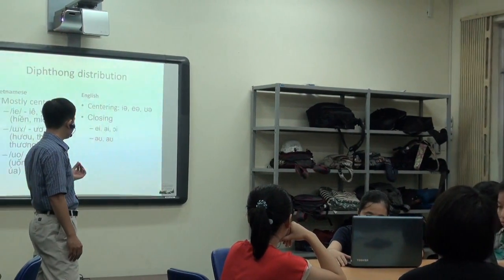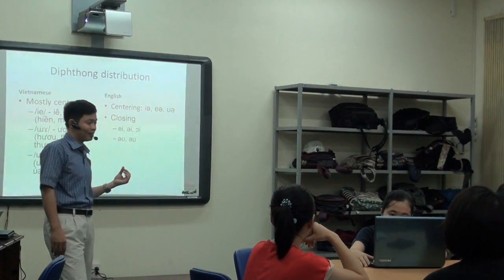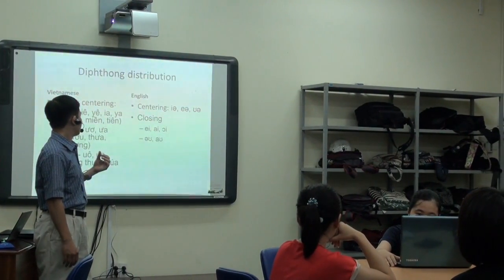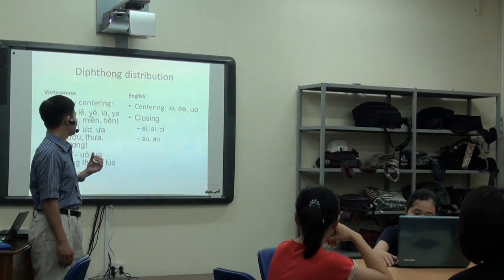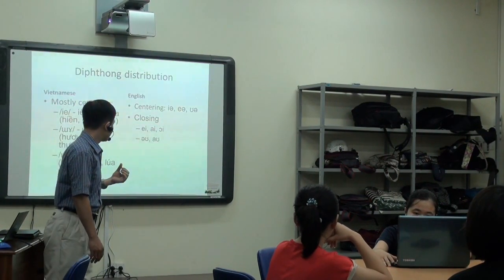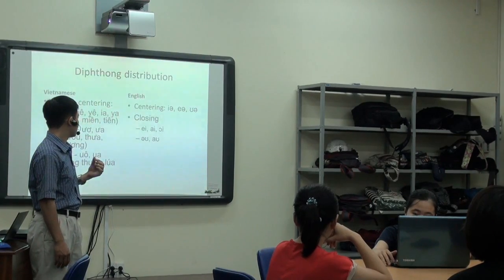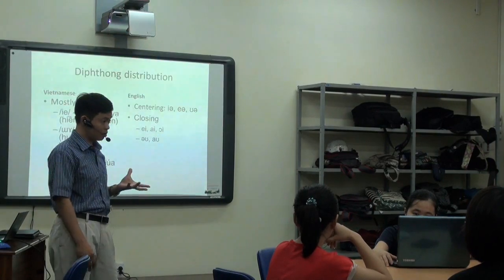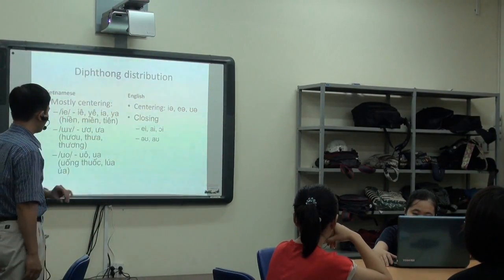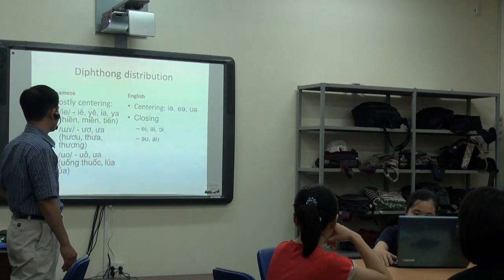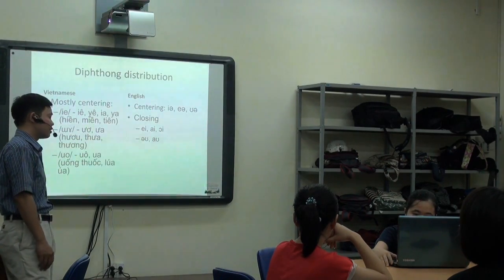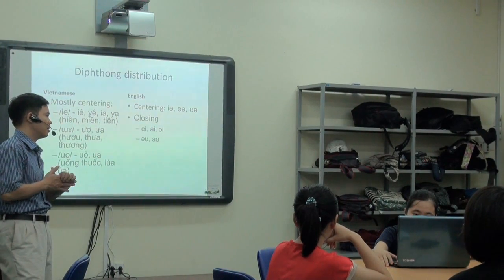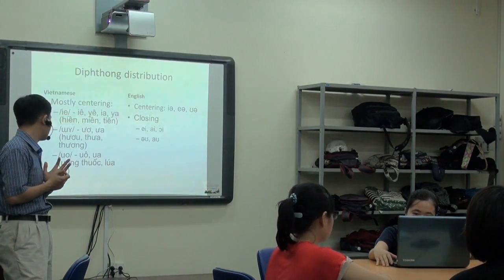So we can say day, say, poor, go, for example. Those are all cases in which diphthongs appear at the end of the syllable.